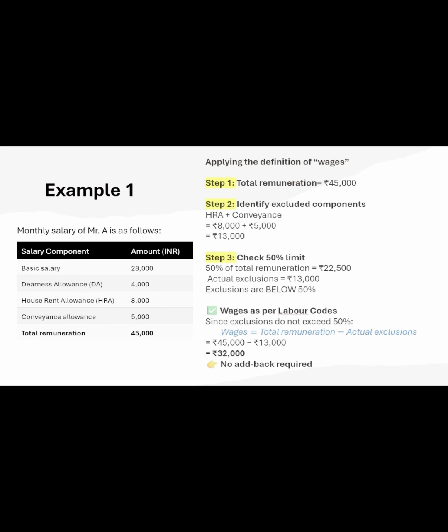That means for statutory benefits like gratuity, Mr. A's wages will be 45,000 minus 13,000, which is the exclusion, coming to 32,000. Since the exclusions, which is 13,000, are below the cap, there is no need to add anything back. So the takeaway is what? If your allowances are less than half of your total salary, just subtract them to get your wages for the benefits. If they are more, then the extra gets added back in.